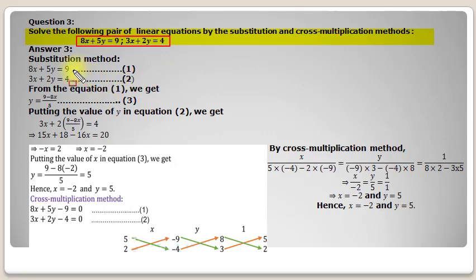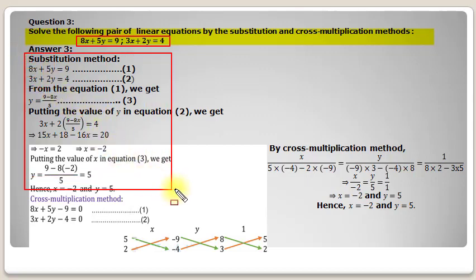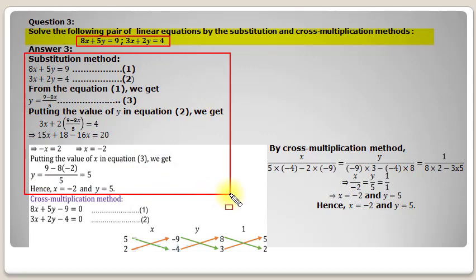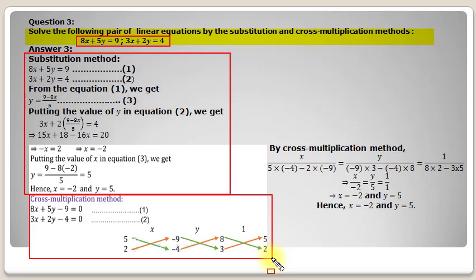First, we will solve these equations by the substitution method, and then we will solve these two equations by the cross multiplication method. The solution you can see here. Okay, this is how we have found the values of x and y, solving this pair of linear equations by the substitution method. Since we have studied the substitution method, you have to do it yourself. And by the cross multiplication method, the solution is given here, but try to do it yourself.